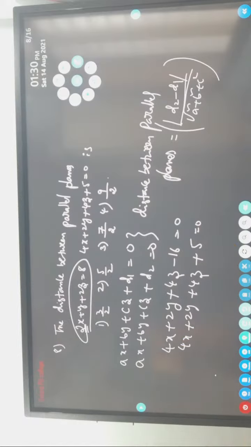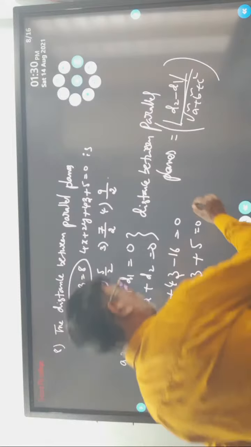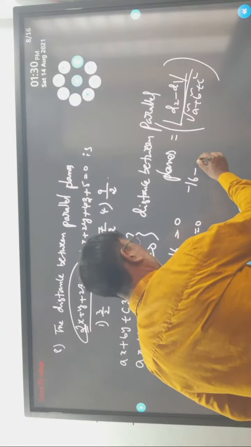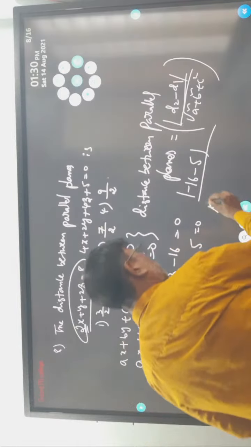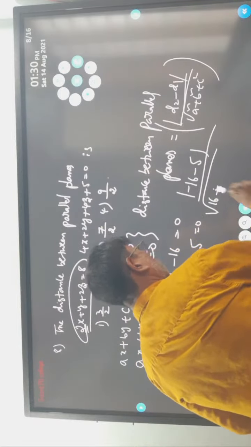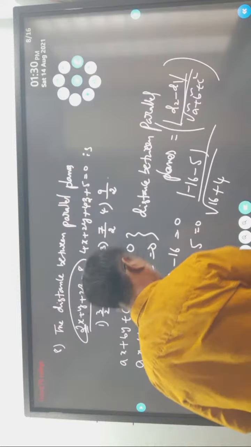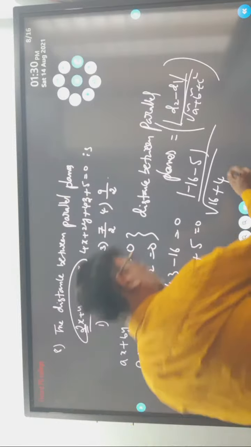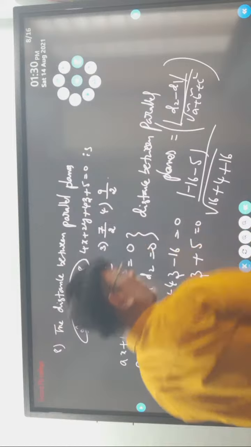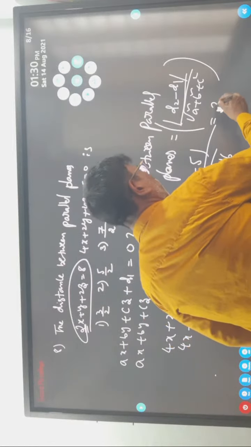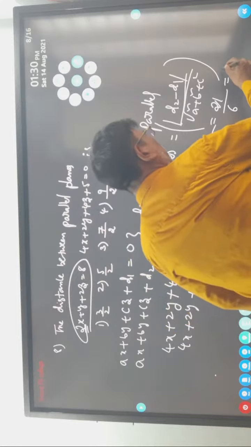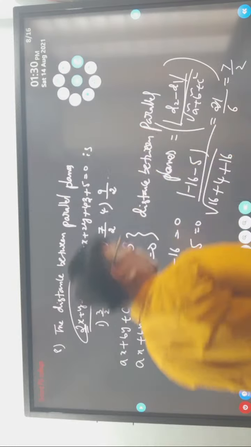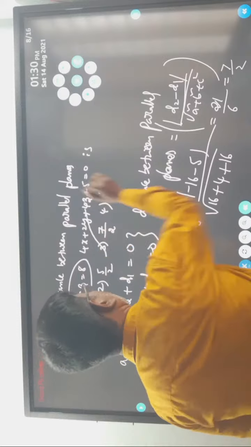So find out the distance between the parallel planes using the given formula. Apply the formula: mod of minus 16 minus 5 by root of a square. On simplification, 16 plus 4 plus 16. We will get it like this. This is nothing but 21 by 6. So 3, 7 by, the 3 cancels, that is 7 by 2. Third is the correct answer.